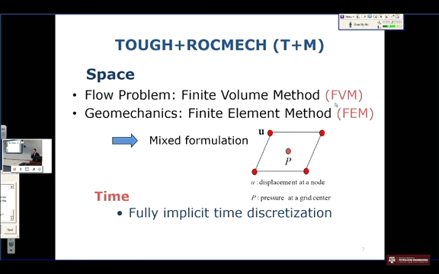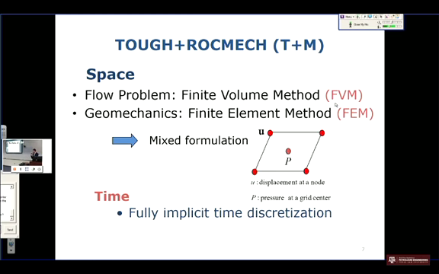When we couple the flow and geomechanics simulator, we may have a different space discretization scheme. For the flow, the finite volume method is used, whereas the finite element method is used for geomechanics. So we have a mixed formulation. In other words, displacement, the geomechanics unknowns, are located at a corner point, whereas flow unknowns, pressure or saturation, are located at the cell center. And this mixed formulation can also provide numerical stability in space.